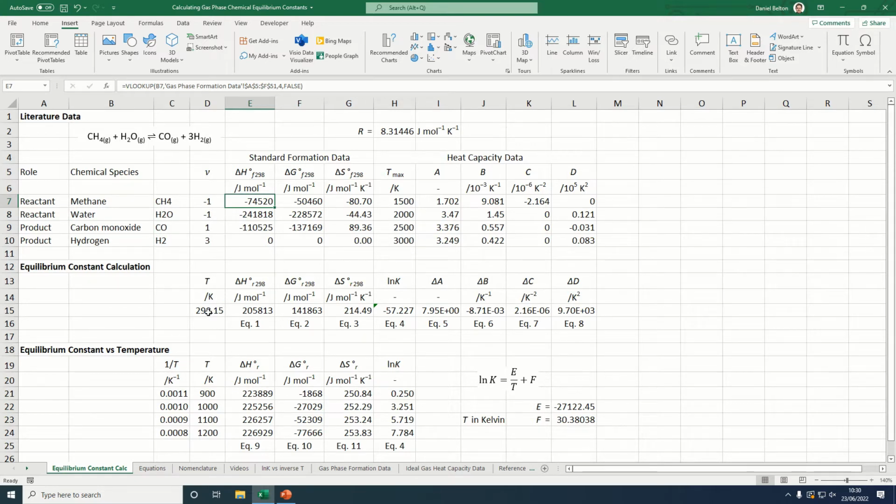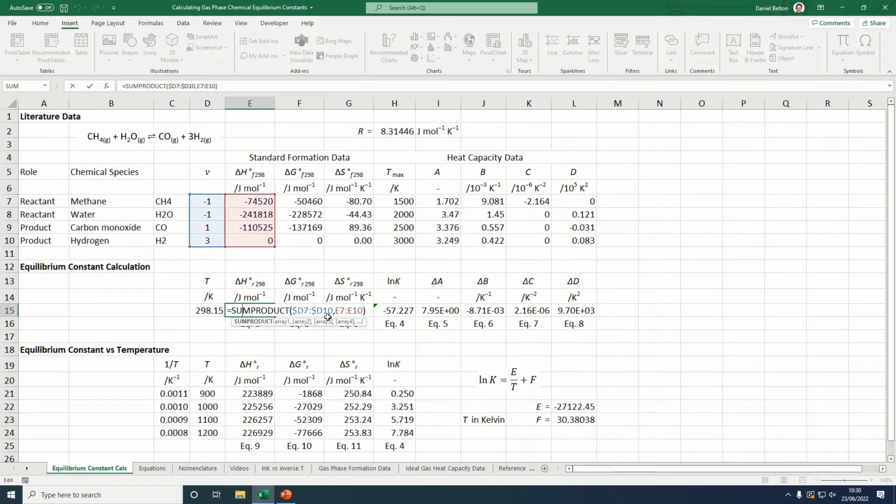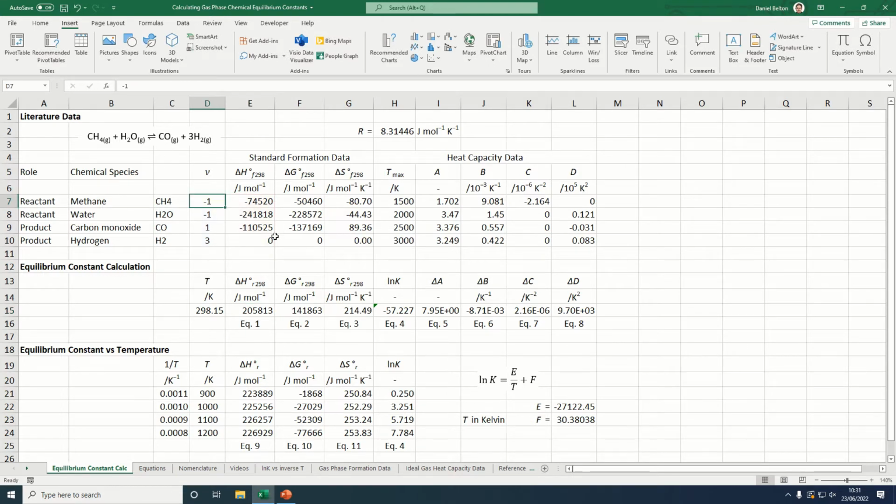So to calculate the equilibrium constant at 298.15 Kelvin, we first of all need delta H at that temperature. So we basically do the product sum of these different values. So it's the stoichiometric coefficient for methane times the heat of formation for methane. And then we keep doing that for all the species. You'll notice that the reactants have negative stoichiometric coefficients and the products have positive stoichiometric coefficients. That's because the reactants are consumed and the products are formed in the reaction.